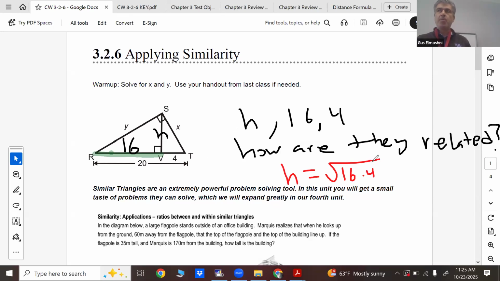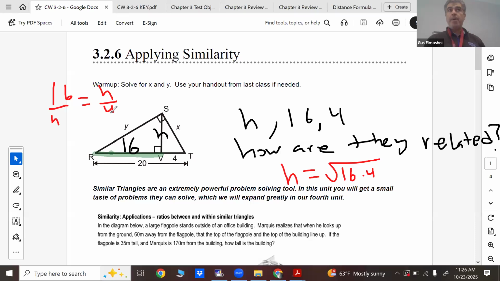H equals root 16. So whenever you have a situation like this, a right triangle and an altitude within that right triangle, you got two sides split, 20 split into 16 and 4, and you have the height. The height's always going to equal the square root of 16 times 4. Why does that make sense? Because 16 over h, the long leg divided by the short leg of the triangle off to the left, is in the same ratio as the long leg over the short leg for the little triangle off to the right. Why? Because they're similar triangles.